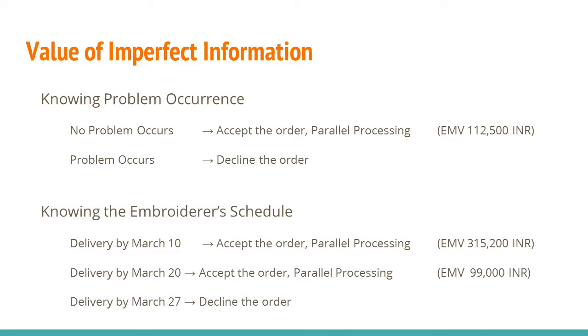In case the embroiderer delivered by March 27, or if he chooses to deliver by that date, or if circumstances make March 27 the only possible date to deliver the order, then there is no chance for Darwin to complete the order in time. This is the reason why he should decline the pioneer order.